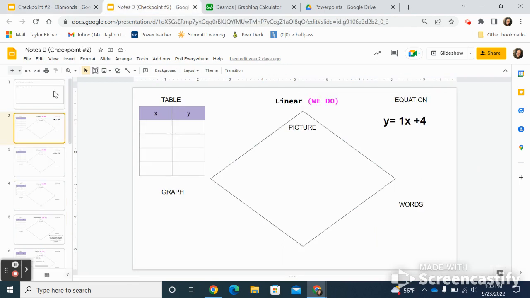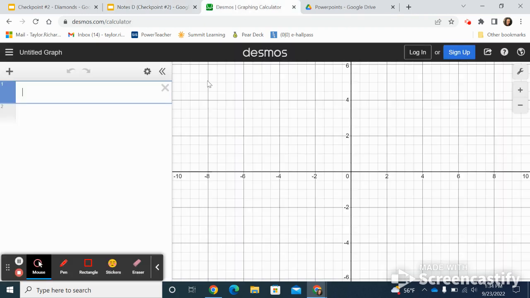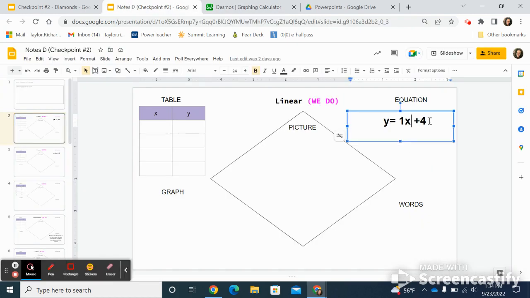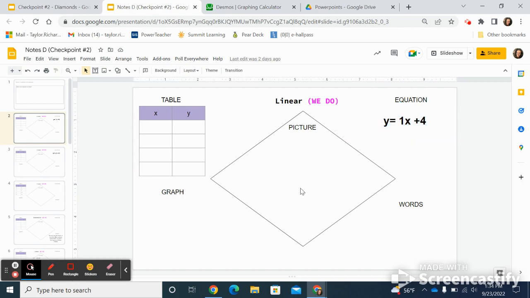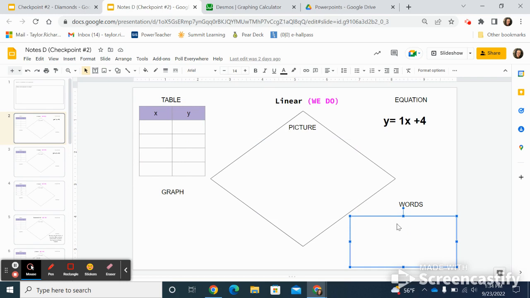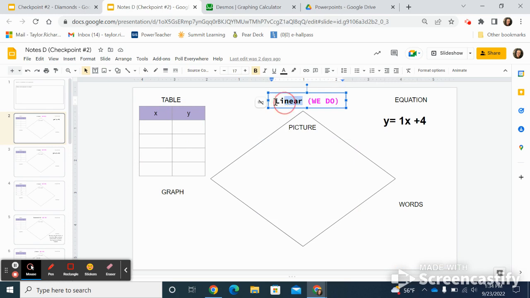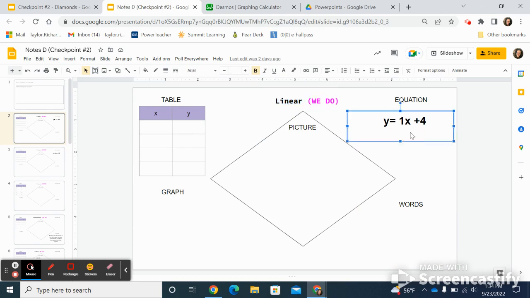Okay, so here is slide one, and here's our first example. The only thing you really need open is Desmos. Now I'm giving you an equation, and then I'm asking you to fill out these other missing four parts, the table, the graph, the picture, and the words. So this is our objective right here. I'm also telling you what kind of equation it is. It's a linear equation. Okay. So I think I'm going to start first by taking this equation and putting it into the table.